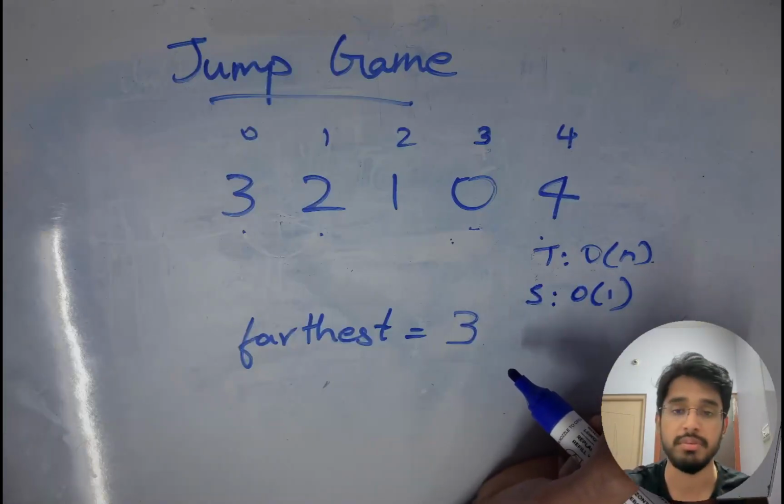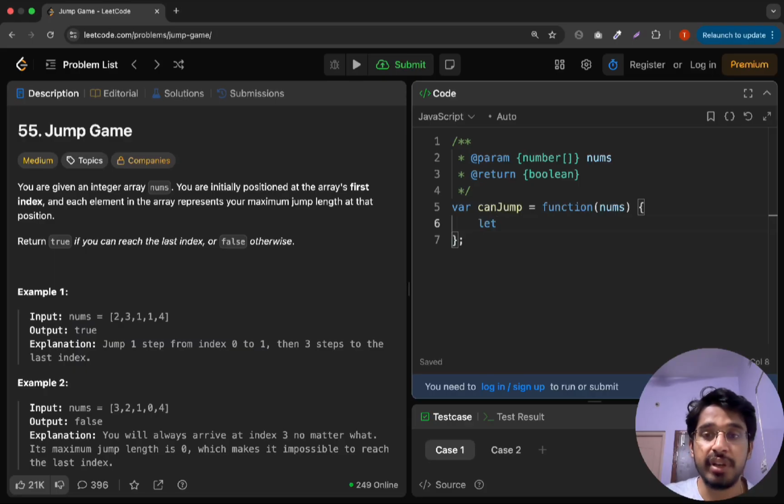Let's see how we can solve this by code. Let's go ahead and initialize the variable. I'm just going to call this farthest. Initially it's going to be 0. Now we just want to loop across all the numbers and check for that condition. So let's say i equals 0, i is less than nums.length, i++.